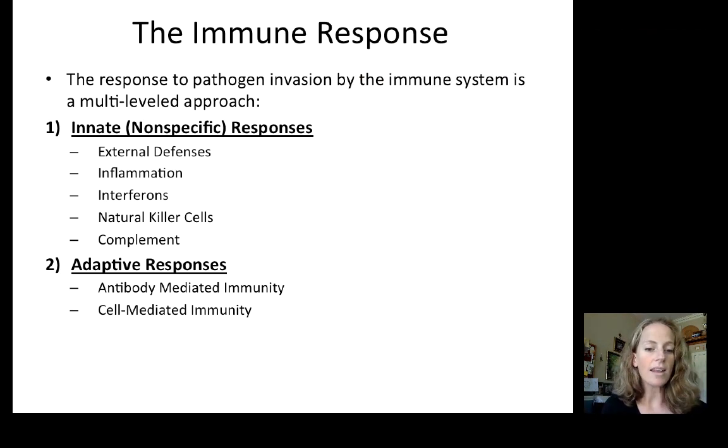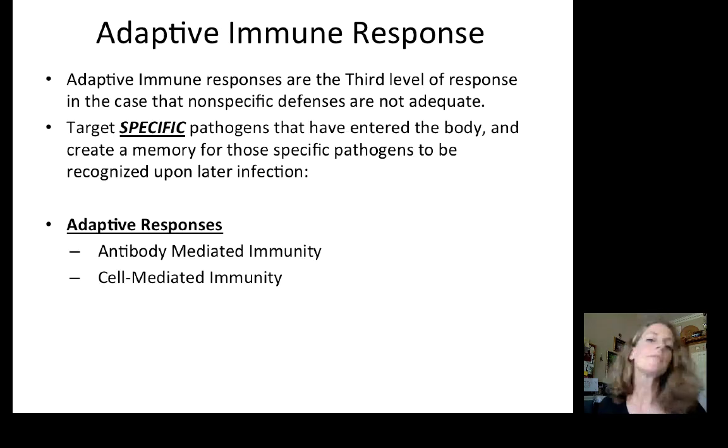All right, let's move on now to the adaptive responses. The adaptive responses are the 3rd level of response. So if the external barriers and the internal general defenses don't work, so if inflammation is not enough, if the natural killer cells and complement and interferon are not enough, then we need to do more. So we need to then target specific pathogens that have entered the body. And this is where the adaptive immune response comes in.